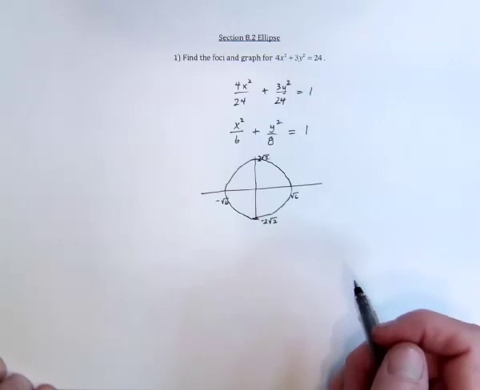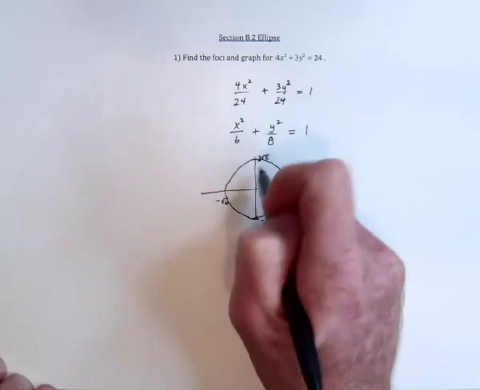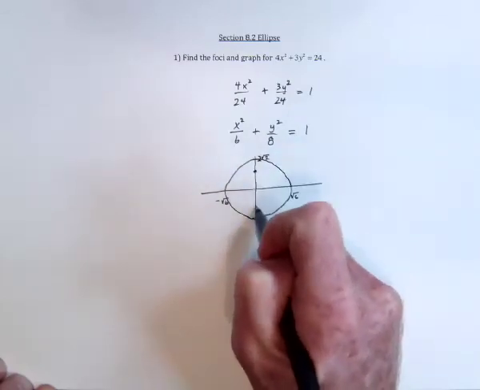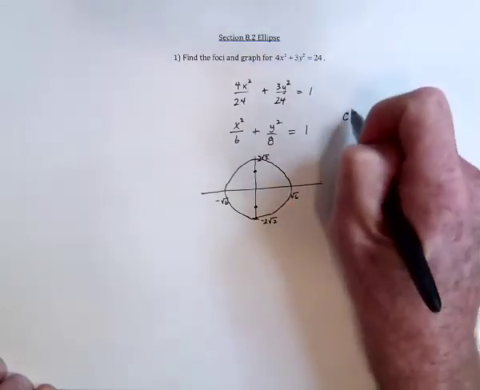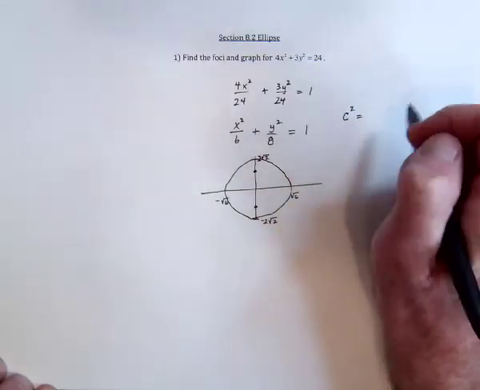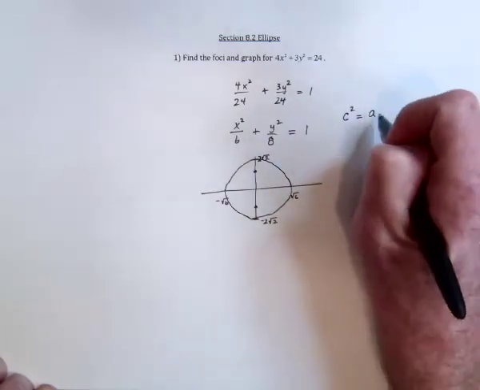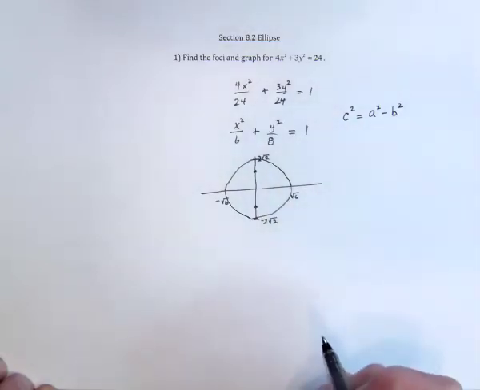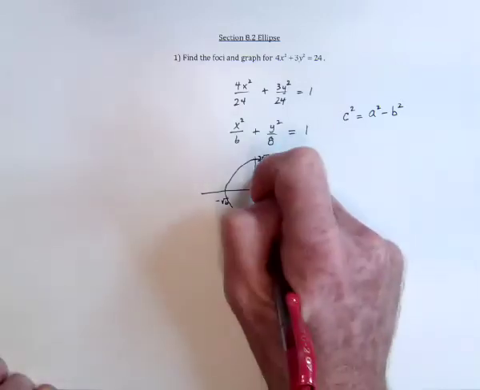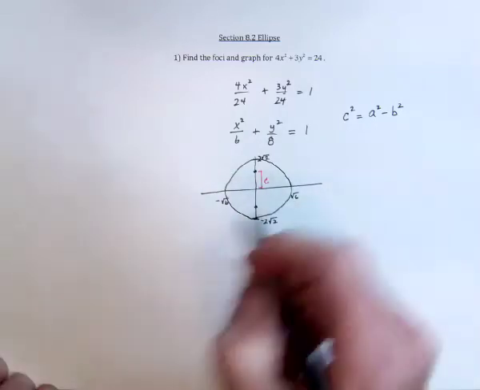Now find the focus points. So this is the longer axis, or the major axis, so the focus points are on that. And then we're going to use the formula that c squared equals, it's tempting to say a squared plus b squared, but with an ellipse it's actually minus. So a squared minus b squared. And then the c is going to be this distance that we need to find out where the focus is.